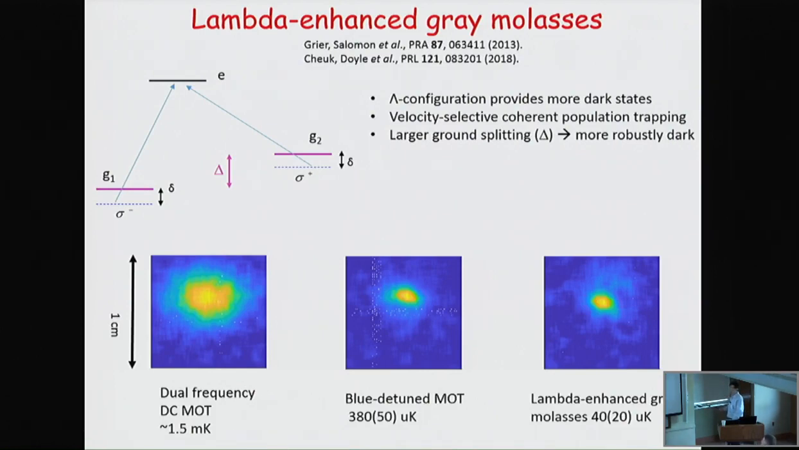But the point is, it's not to demonstrate YO for a 2D quantum gas, it's really to show that this idea of very simple gray molasses plays a big role in laser cooling and making a magneto-optical trap. But the same idea, it turns out, had a big impact for KRb molecules.